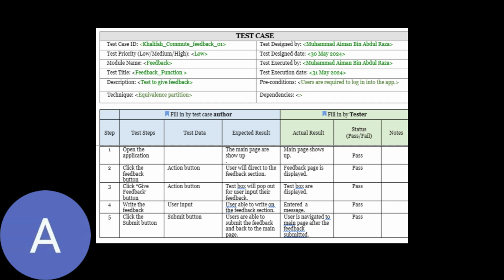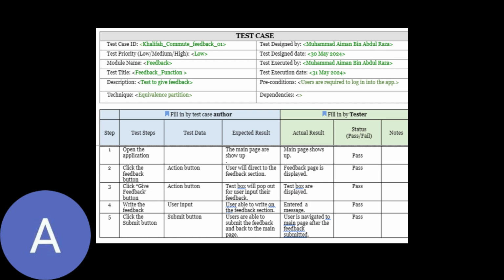Assalamualaikum. Now I'll be talking about the test case for getting feedbacks. This test case has low priority, and the technique used in this test case is equivalence partitions. In this test case, we have 5 steps. Step 1, open the application. We are expecting the main page will show up, and the actual result is the main page shows up.